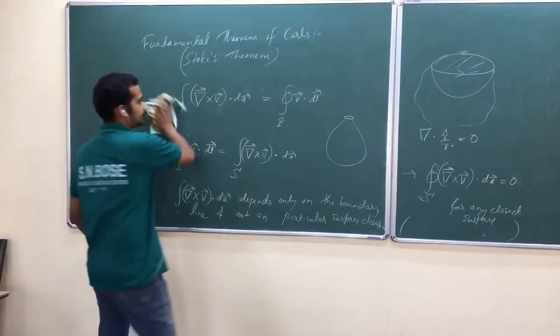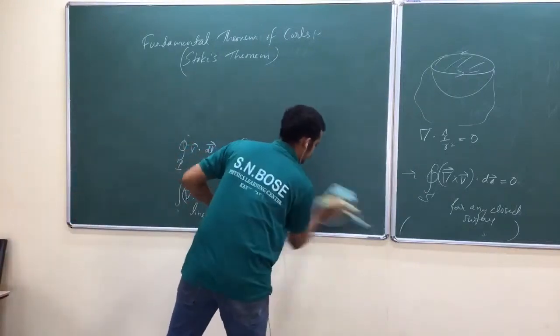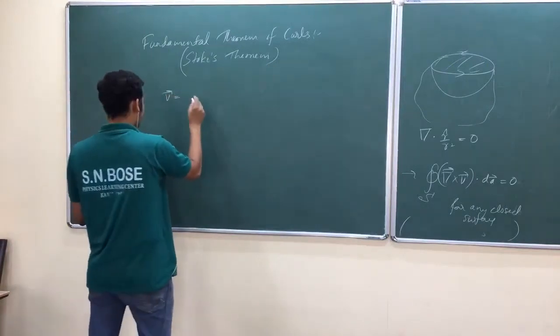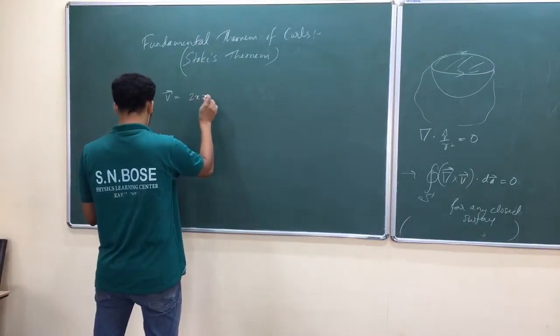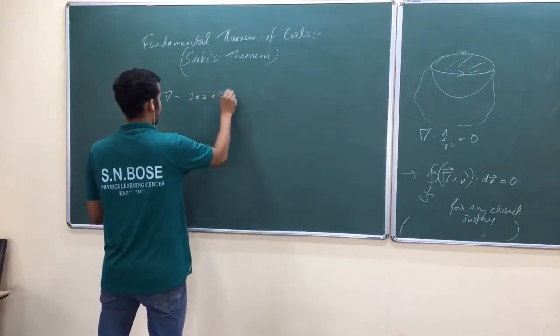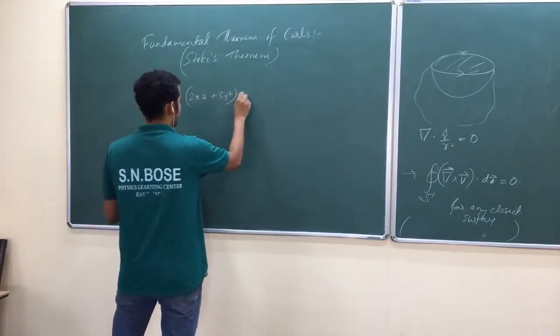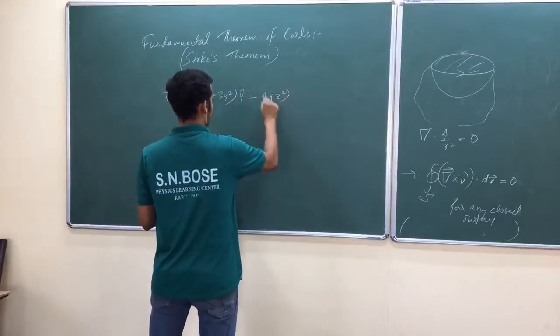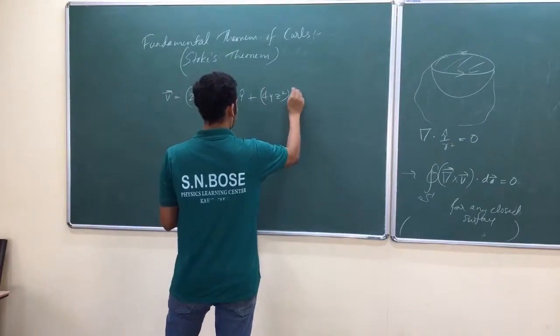So shall we do one example quickly? V is equal to (2xz plus 3y square) y cap plus (4yz square) z cap.